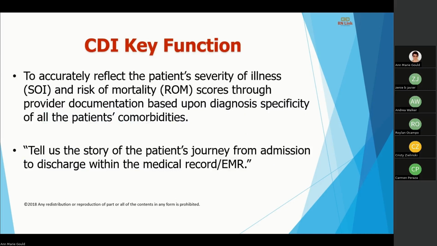So the key functions that we look at is to accurately reflect the patient's severity of illness, or SOI, and risk of mortality, ROM scores, through provider documentation based upon diagnosis specificity of all the patient's comorbidities. So it's not just what bought the bed for that patient, what's the acute condition, but also making sure that all the comorbidities, chronic conditions these patients have coming in the hospital are specified to the nth degree. What I tell all the docs when I worked with them in the hospital setting, tell us the story of the patient's journey from admission to discharge within the medical record.